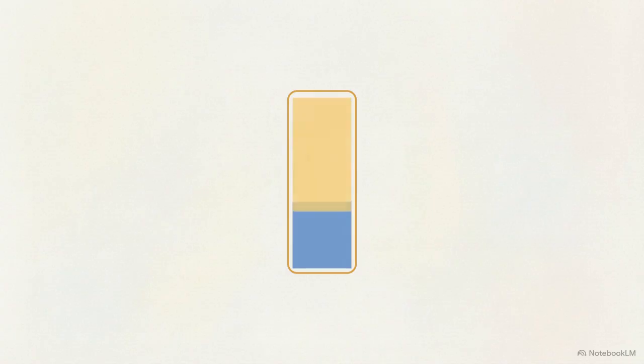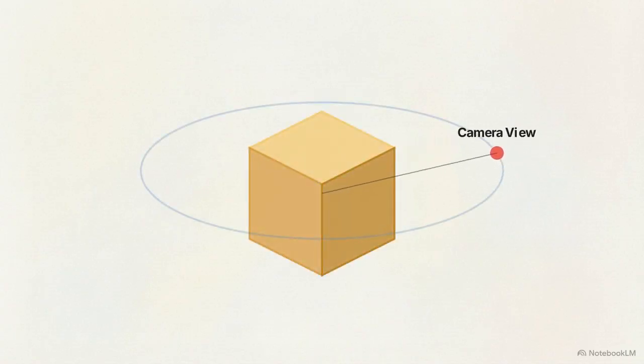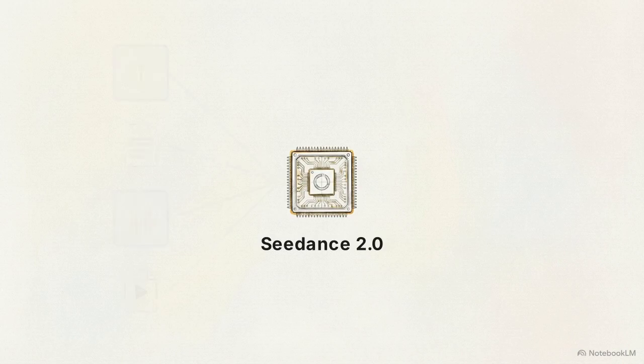That algorithm efficiency frees up computational headroom. Companies like ByteDance are taking that extra power and aiming it squarely at the hardest problem in AI video generation, keeping spatial geometry and character identities consistent across camera movements.